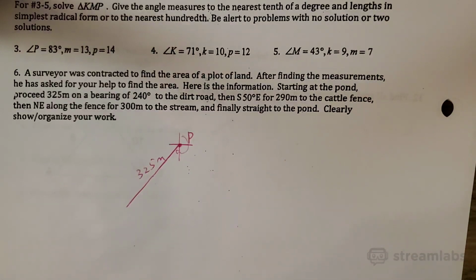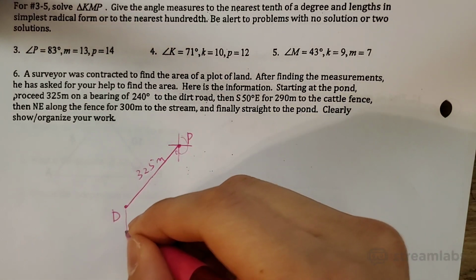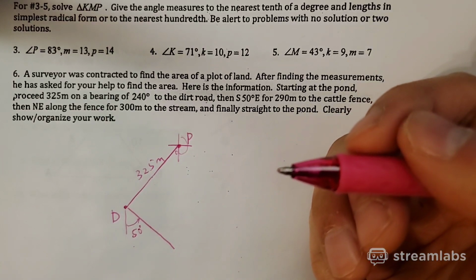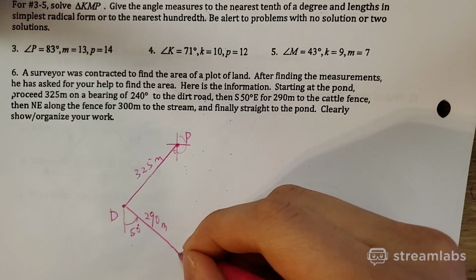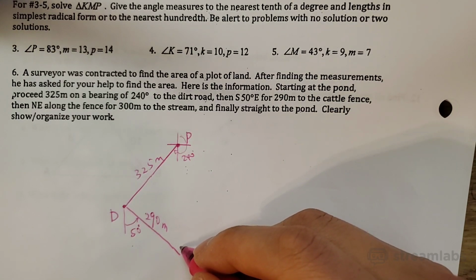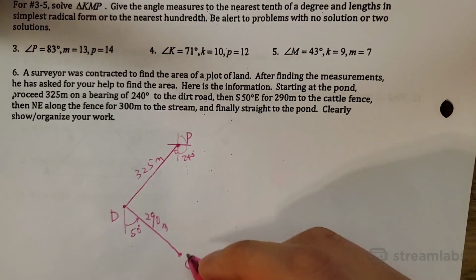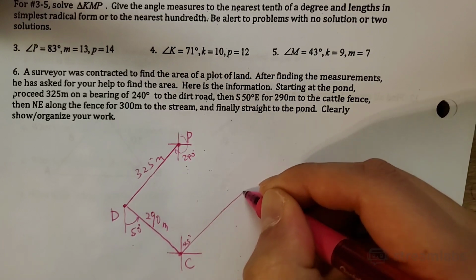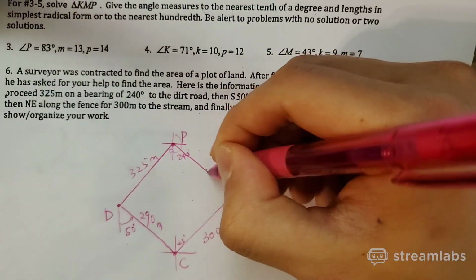And then to the dirt road. This is a dirt road D. And you go south 50 degrees east, 290. And you reach the cattle fence. So this is 240 and this is 50. Let's just call it C. And then northeast along the fence for 300. Northeast is directly northeast, so that way 45 degrees, for 300 to get to the stream. And finally you go back to the pond. So this is your info.